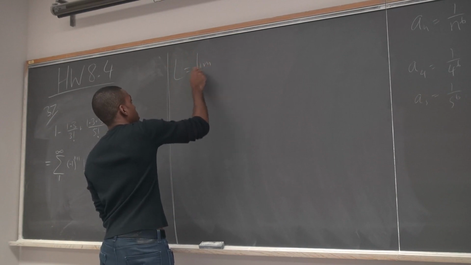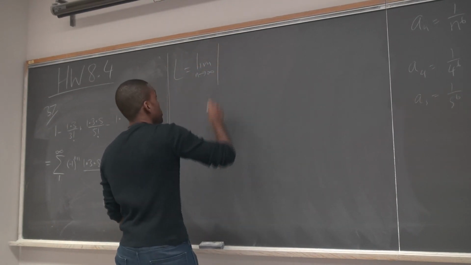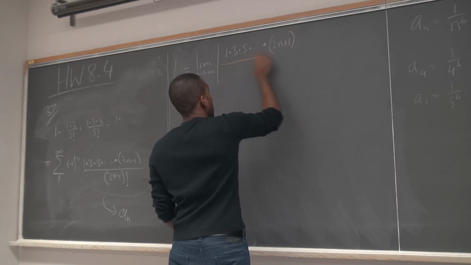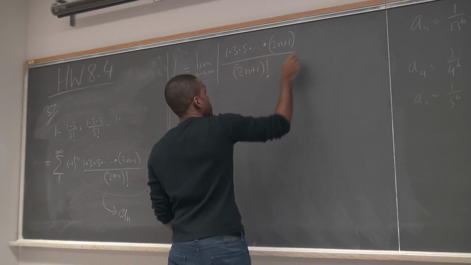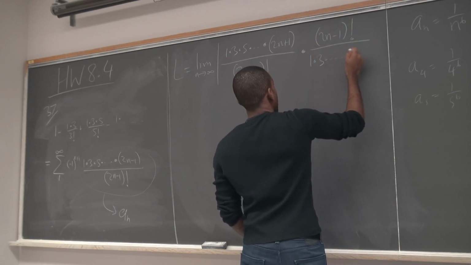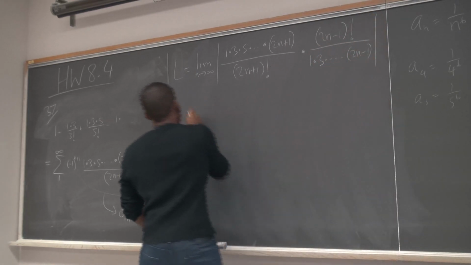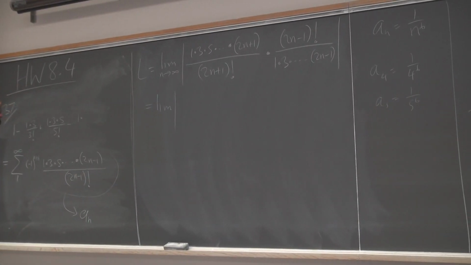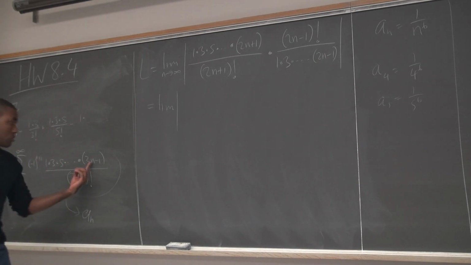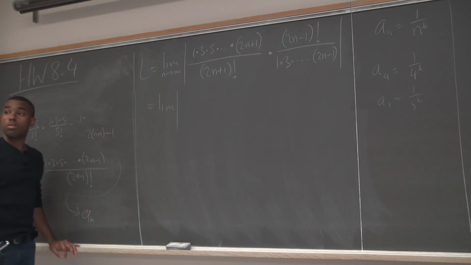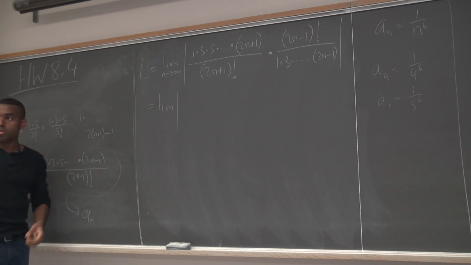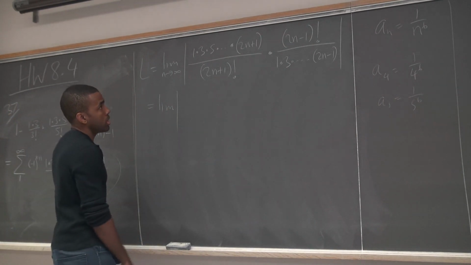So I'm going to look at the limit as n goes to infinity of a_(n+1), 1 times 3 times 5 times 2n plus 1 over 2n plus 1 factorial, times the reciprocal of that, 2n minus 1 factorial over 1 times 3 times all the way up to 2n minus 1. Now a bunch of things are going to cancel here. It's 2n plus 1 minus 1, which is 2n plus 2 minus 1, which is just 2n plus 1. The n's are replaced with n plus 1. Remember, you don't just put a plus 1 beside it. So that's what we're going to have.